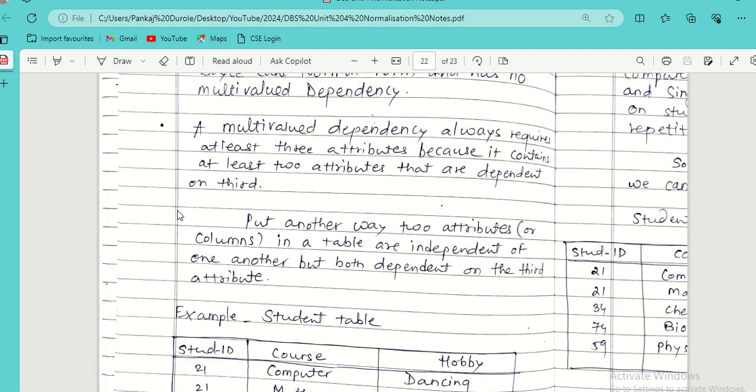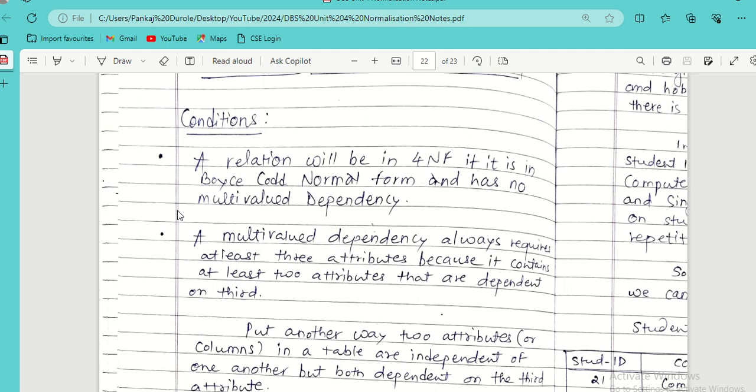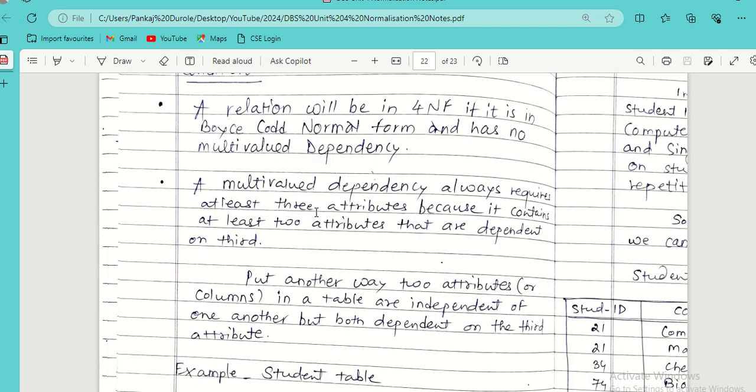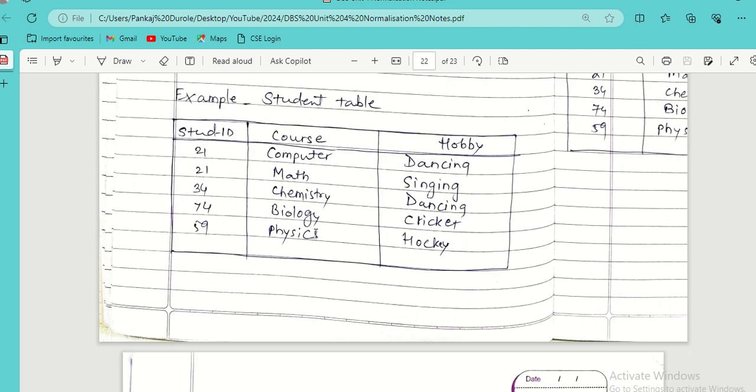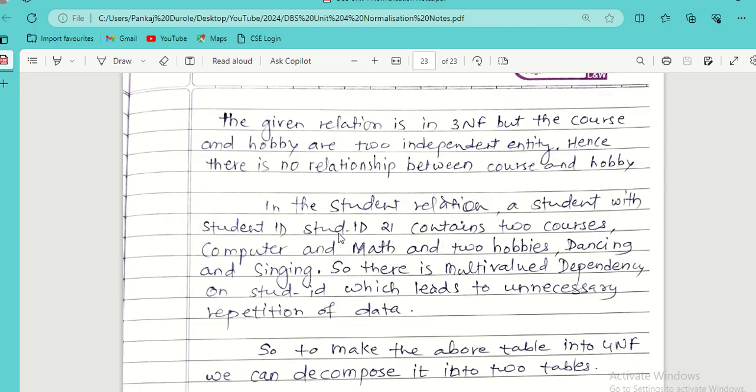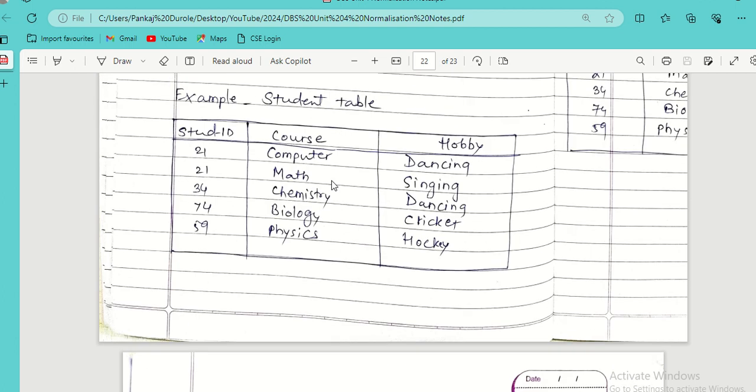So when multi-value dependency is not there, that table can be considered as a table in the fourth normal form. For example, here there is a student, course and hobby. Student 21 is enrolled in computer and math. Hobbies are dancing and singing. 34 is a different person, with 74 and 59. Now the given relation is in the 3NF. But course and hobby are two independent entities. Hence, there is no relationship between course and hobby.